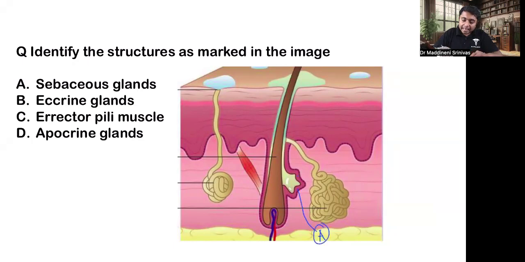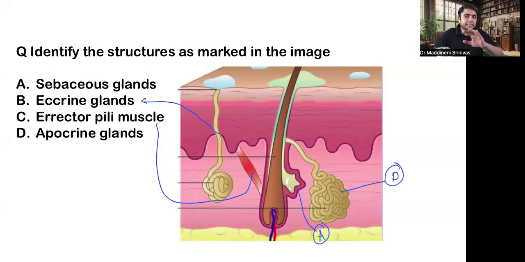Eccrine gland, I hope you do remember that this is the gland which is going to open directly onto the skin surface without any association with the hair follicle. So this is the eccrine gland. And this is the erector pili muscle. And this is the apocrine glands. So this we can say is a concept which is repeated. Why? Because in the latest INICET, there was a question, where can we see the apocrine glands?